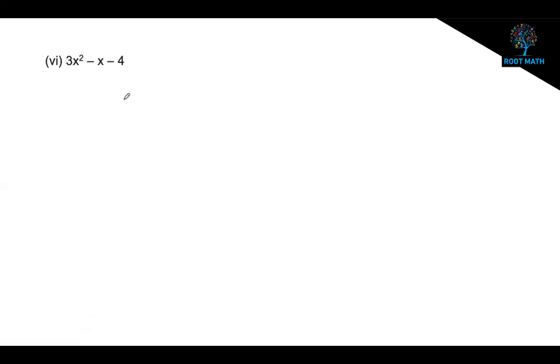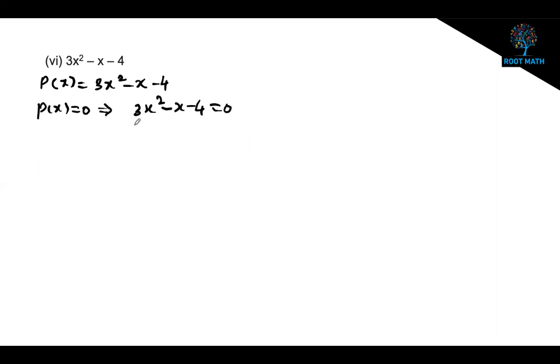Next question is 3x squared minus x minus 4. Here again, we'll take p of x is equal to 3x squared minus x minus 4. Let p of x is equal to 0, which means 3x squared minus x minus 4 is equal to 0. I hope you all understood how to do the factorization by splitting the middle term method. So write the x squared and constant term as it is and try to split the x term into two parts. Your product number is negative 12 and sum number is negative 1 because the coefficient of x is negative 1. So what are the two numbers?